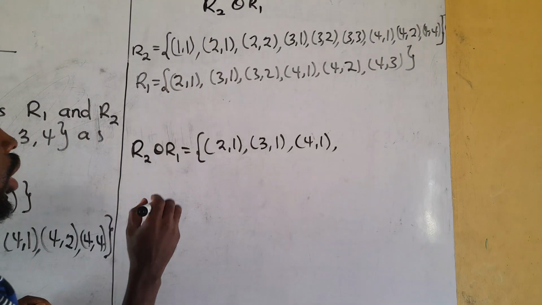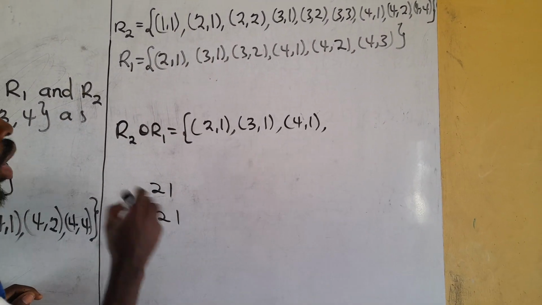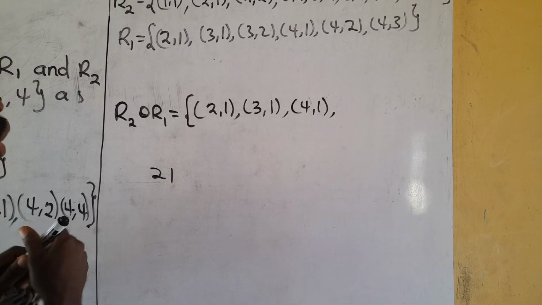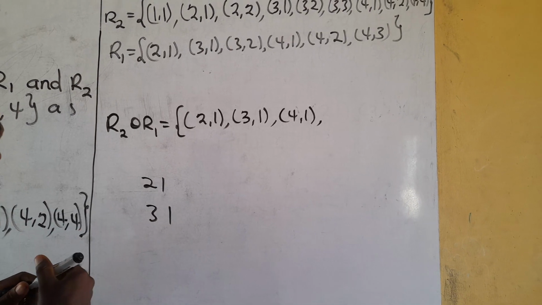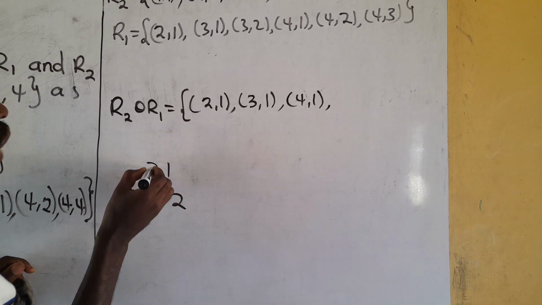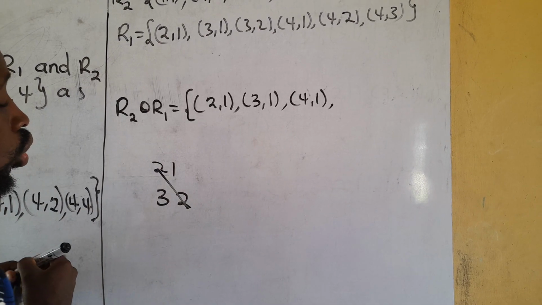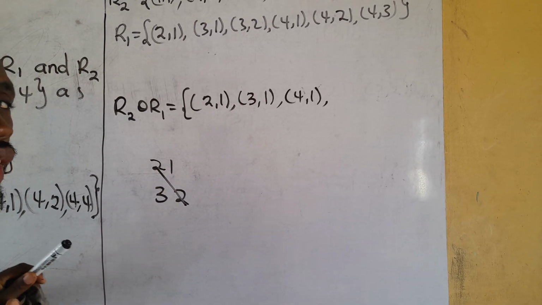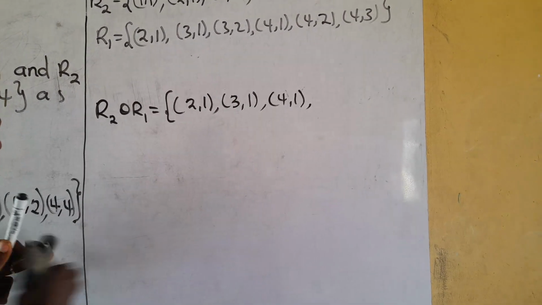Then we take 2 1. 2 1 against 2 1. There is no such corresponding. 2 1 against 3 1. There is no such corresponding. 2 1 against 3 2. So look at it, the 2 corresponds with these 2. Then we'll have the other pair 3 1. But the 3 1 is already there. So we are good to go.